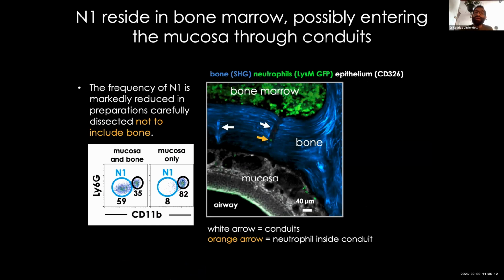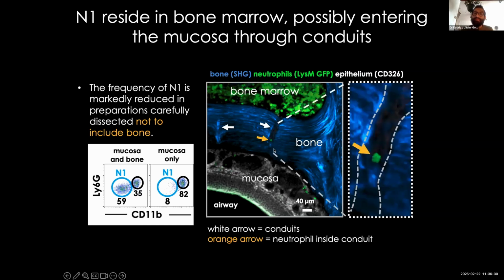Well, when we looked directly through imaging, we can identify the bone marrow pockets where the N1 neutrophils reside. We can identify mucosa and the bone that separates these two compartments. However, if we look carefully, we see channels that connect these two compartments. Not common, rarely, but we do see it. There are neutrophils that can actually be present inside of these channels, opening the possibility of flow of neutrophils from bone marrow into the mucosa.